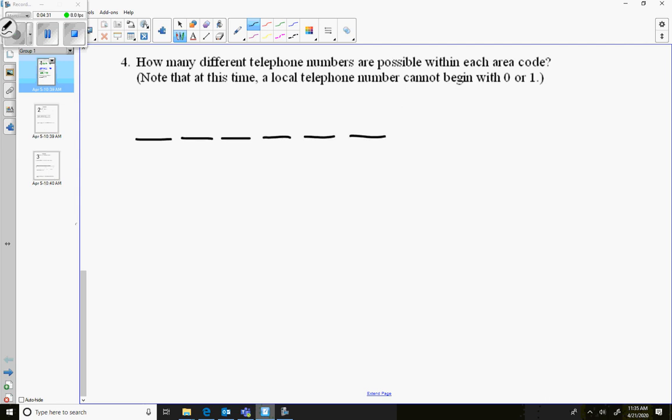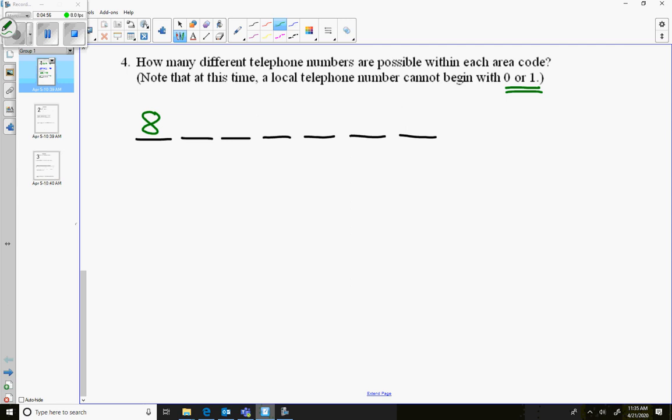How many choices do we have for the first digit? Okay. Well, it cannot be 0 or 1. So that leaves 8 options. 2, 3, 4, 5, 6, 7, 8, 9. Those are the possible numbers, but that's 8 options.